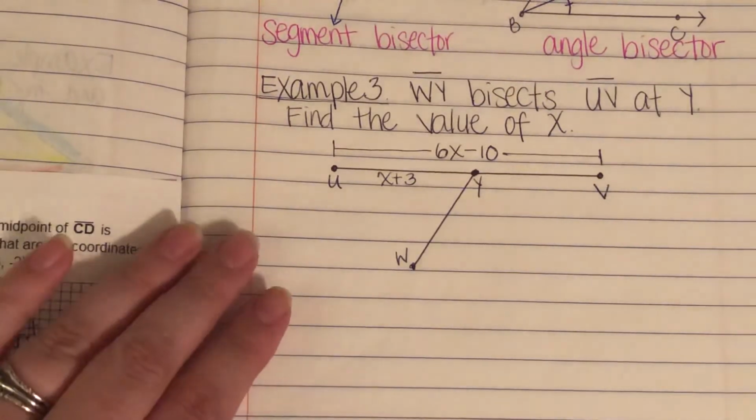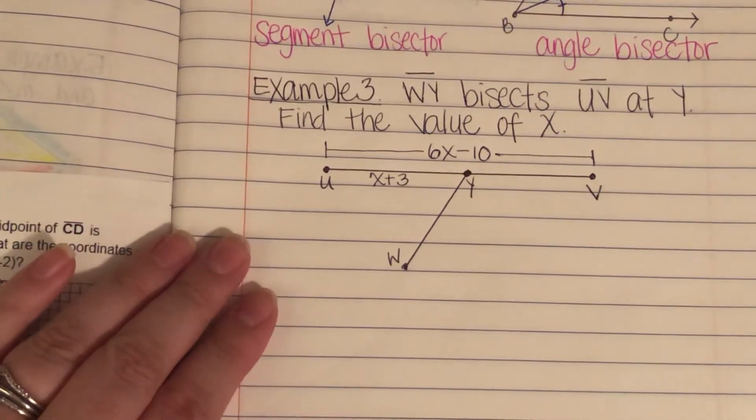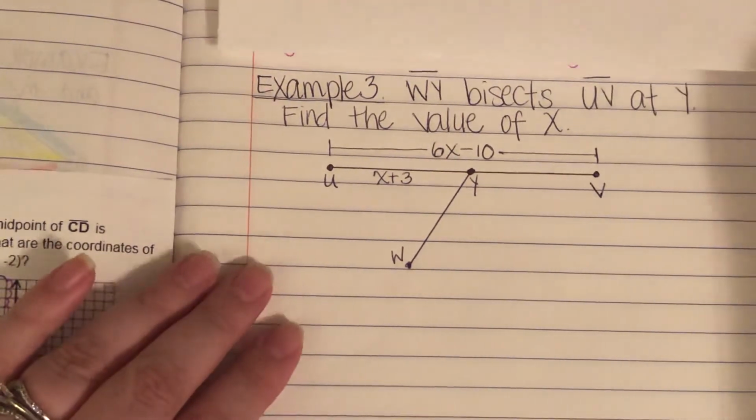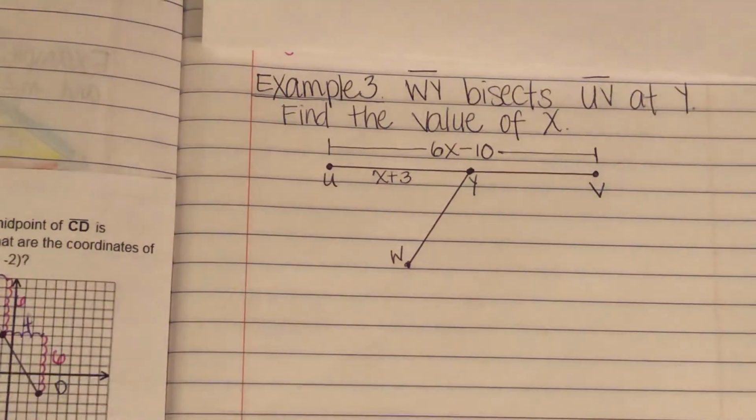Segment Y, or WY, bisects segment UV at Y. Find the value of x. I forgot to grab my orange highlighter, so I'm going to try this. Oh, well, I could try this.